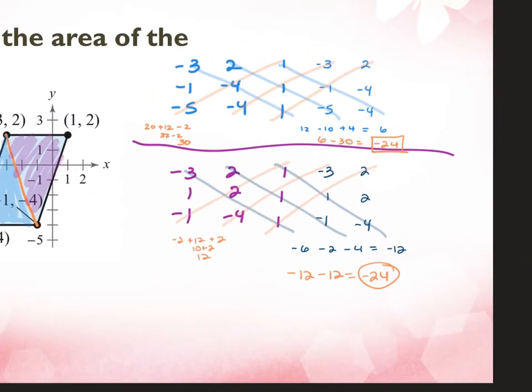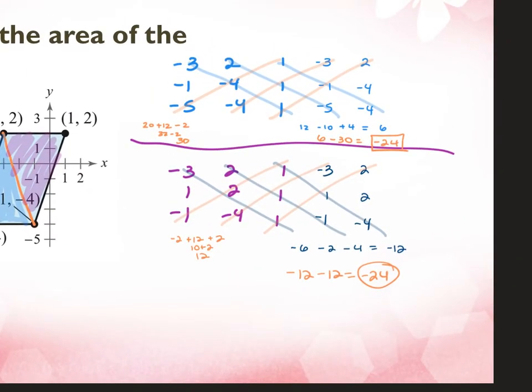Okay, so I've got the two determinants, right? I got -24 for the first one and -24 for the second one. To find the area, I'm going to multiply them by a half and make them positive. So -24 times a half, or divided by 2, is -12, but I want to make it positive. So the area of that first one is 12. The second one, I'm going to do the same thing, times a half, make it positive. This is also 12. And then 12 plus 12 is 24.